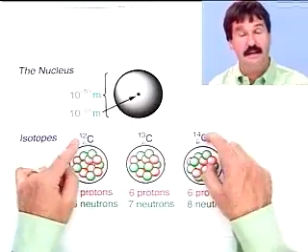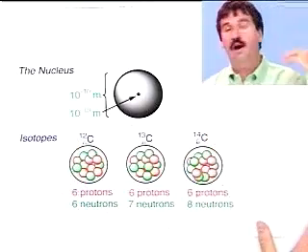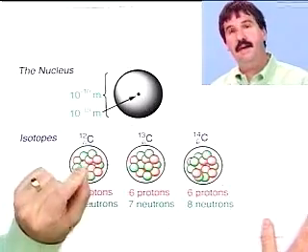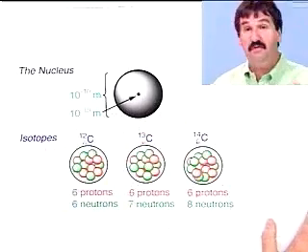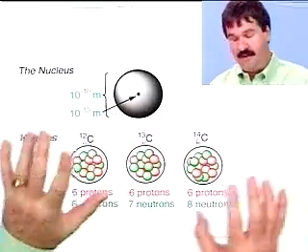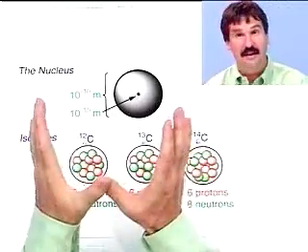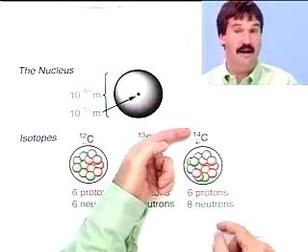Therefore, their mass number changes. When I say then carbon-14, again, I'm identifying it as carbon, 6 protons, 14 nucleons total, so therefore it must have 8 neutrons in this case.